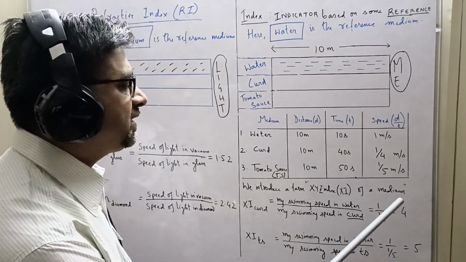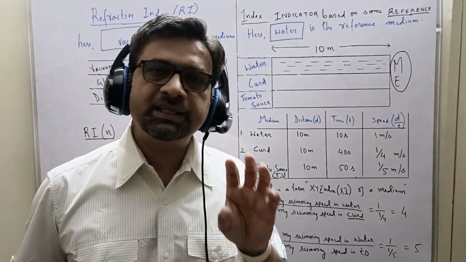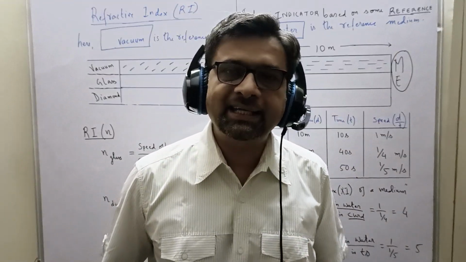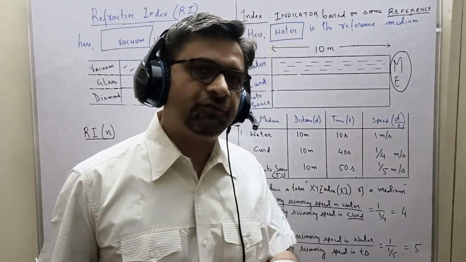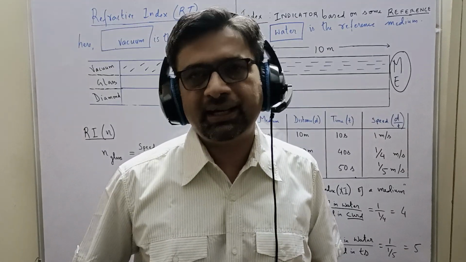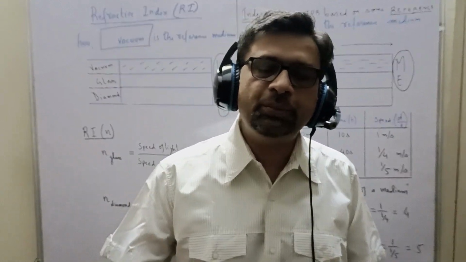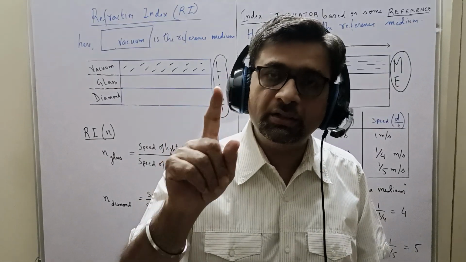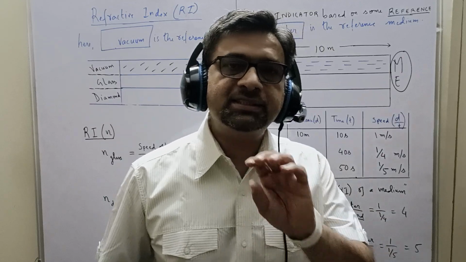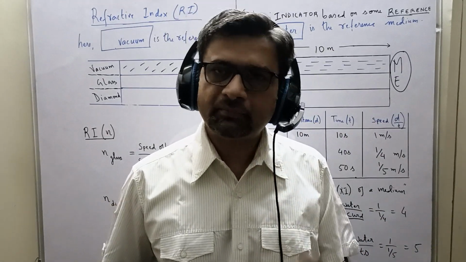It tells me that the higher this number, the slower is my swimming speed in that medium. So if, for example, there was one medium in which the XYZ index came out to 10, what would that number tell me? It would tell me that my swimming speed in water, mind you, water, that's the reference medium, is 10 times my swimming speed in that medium.